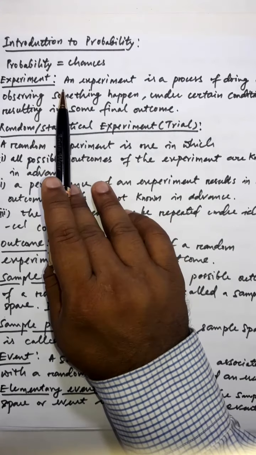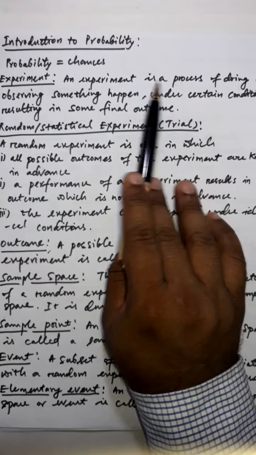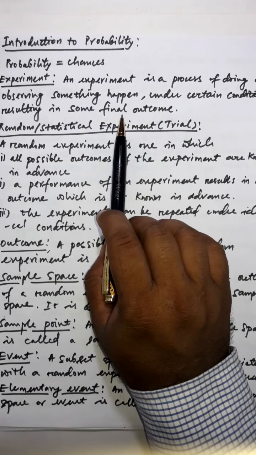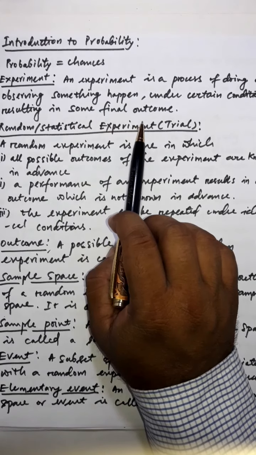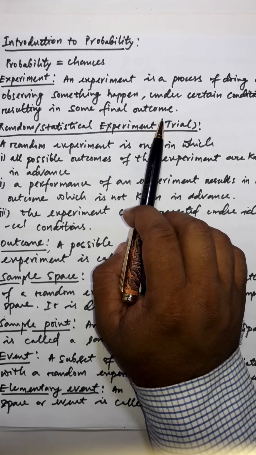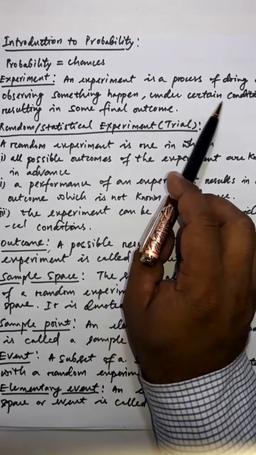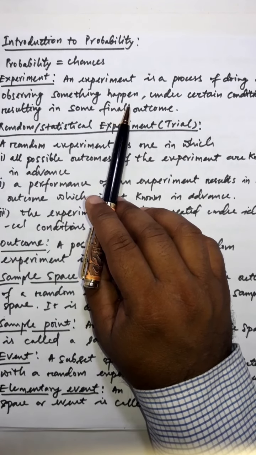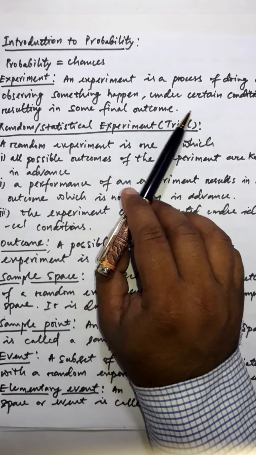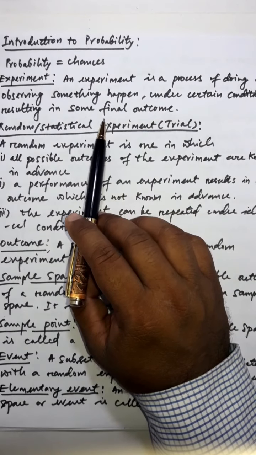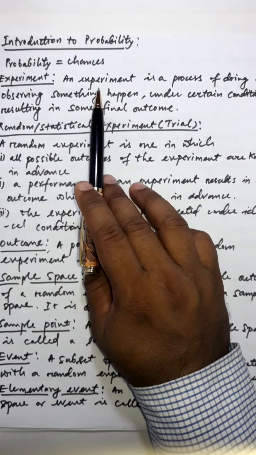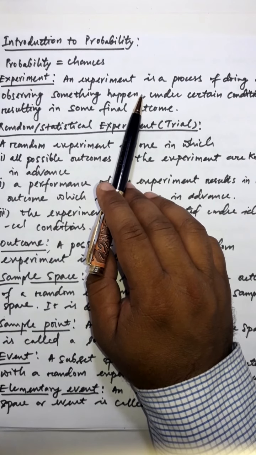So what is an experiment? An experiment is a process of doing or observing something that happens under certain conditions, resulting in some final outcome. If we are doing something or we are observing something happening under certain conditions which results in a final outcome, then that type of practice is called an experiment.